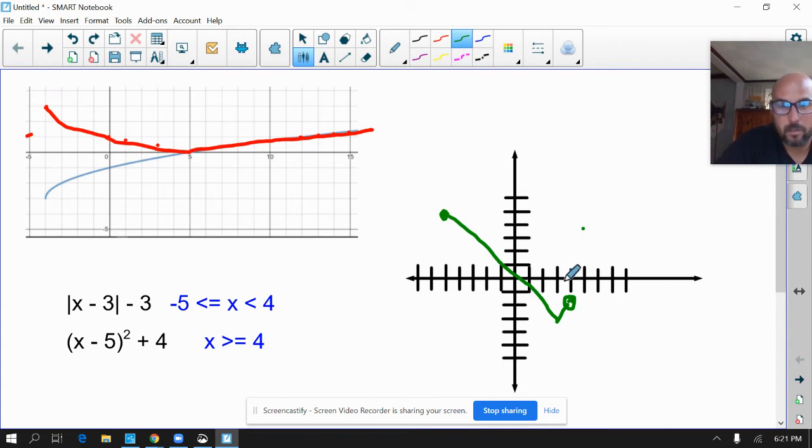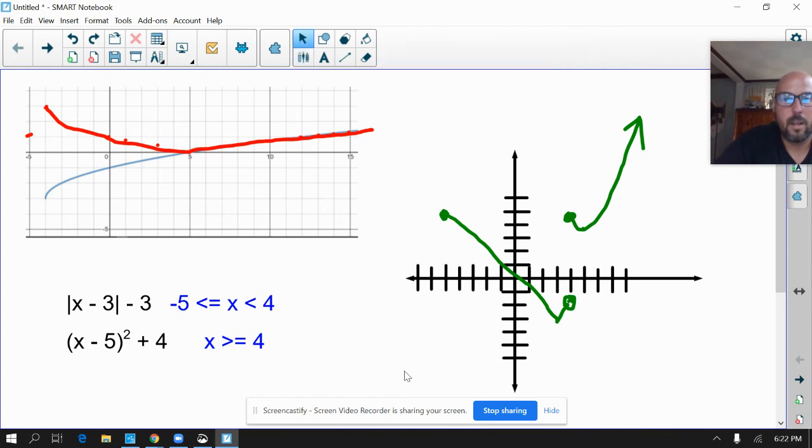So 1, 2, 3, 4. If I go up 5, there's a closed circle here. Remember, the vertex was here. So you had to swoop down and hit the vertex, and then again swoop upwards. And then that is the correct graph. Take a picture of that, put it into the problem, and you're getting full credit. Closed circle on the parabola part because it's or equal to 4. Open circle on the absolute value part because it's just less than 4. And there you have it.